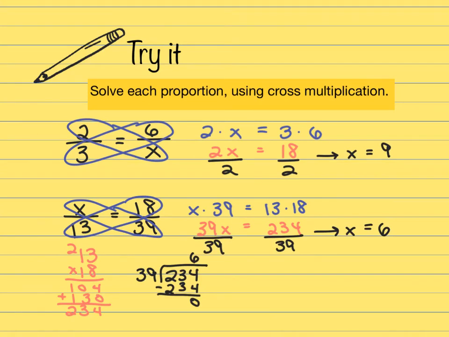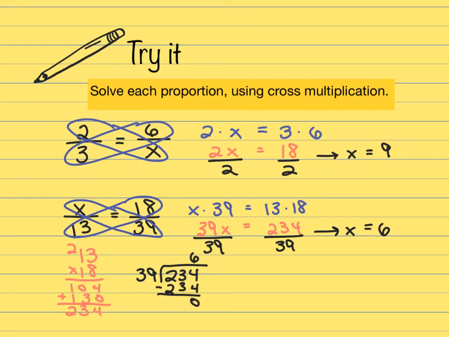All right, I wrote each step in a different color. So we cross multiply, and we write 2 times x equals, the other cross products are 3 times 6. When we multiply, we get 2x equals 18. Our last step is division. Divide by 2 on both sides. 18 divided by 2 equals 9. Our answer is x equals 9.